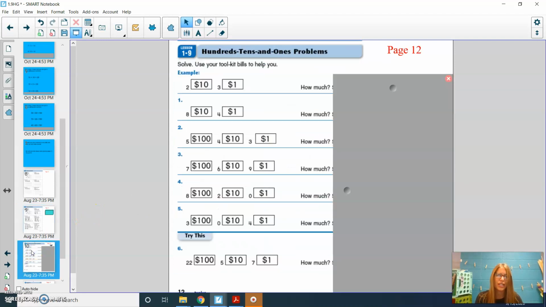The next page that we're going to talk about is page 12. So it says use your toolkit bills to help you. If you have a toolkit of bills, you could use those. Otherwise, you can just use the amounts that they provide here. So if I have 2 $10 bills and 3 $1 bills, I want to know how much money that is. And we'll talk about this example one together. Well, I know that 2 $10 bills would be $20, and I know 3 $1 bills would be $3. So my total is $23.